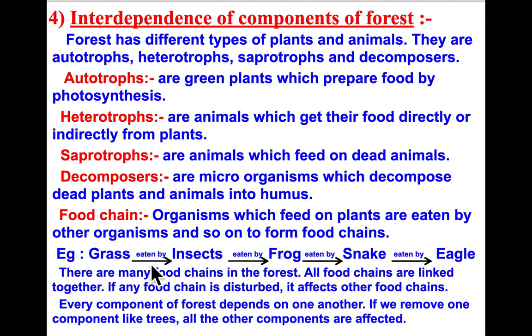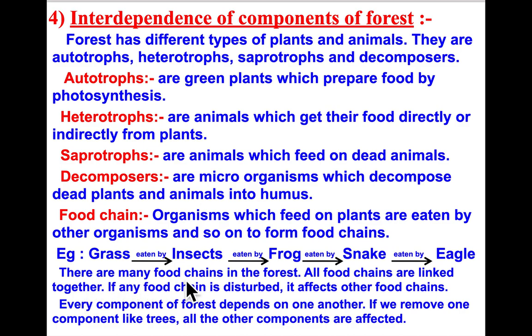I'll discuss one food chain. What is a food chain? A food chain is where the organisms which feed on plants are eaten by other organisms, and so on, to form a food chain. For example, grass, or you can say plants. The sun is the ultimate source. So, grass is eaten by insects, and insects are eaten by frogs, and frogs are eaten by snakes, and snakes are eaten by eagles. And then these eagles are decomposed by the decomposers.